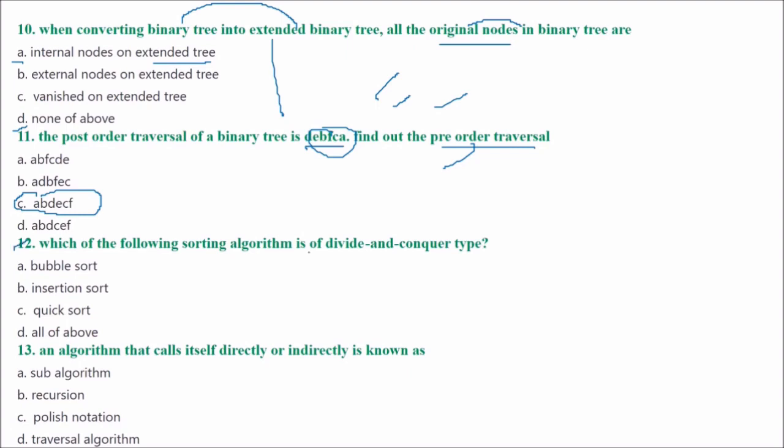Next, which of the following sorting algorithms is divide and conquer? Is it quicksort or any other? The answer is quicksort. Both quicksort and merge sort are divide and conquer algorithms. Next, an algorithm that calls itself directly or indirectly is known as, is it recursion or any other? Please try to find out. The algorithm that calls itself directly or indirectly is recursion only. The answer is B.